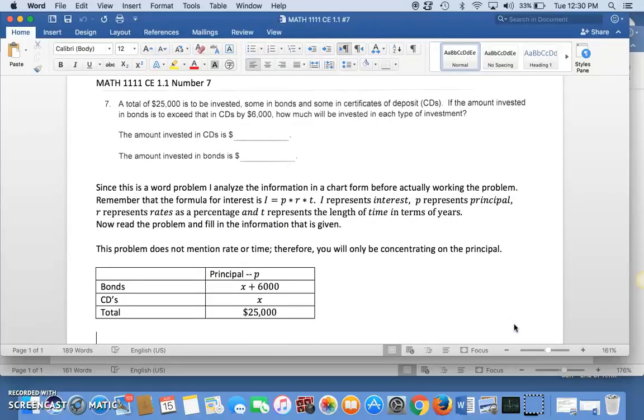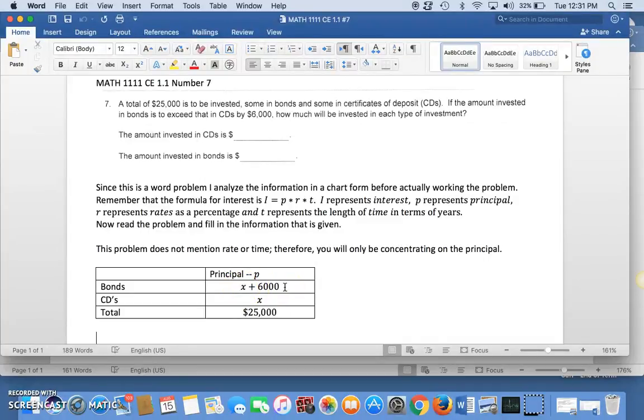So let's look at what we are given. We've got a total of $25,000. That's showing there. Some in bonds and some in certificates. The amount invested in bonds is to exceed the CDs. Well, if you let the CDs be x, then the bonds need to be $6,000 more. So you can say x plus 6,000.